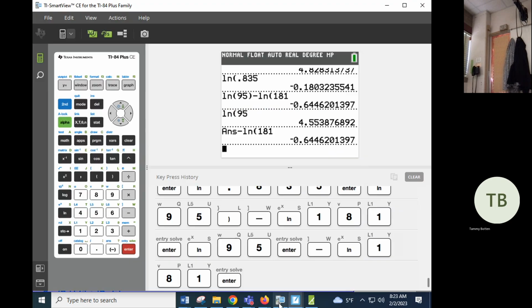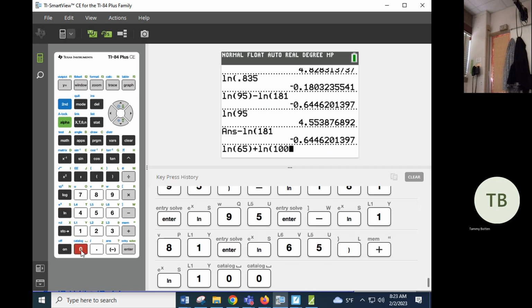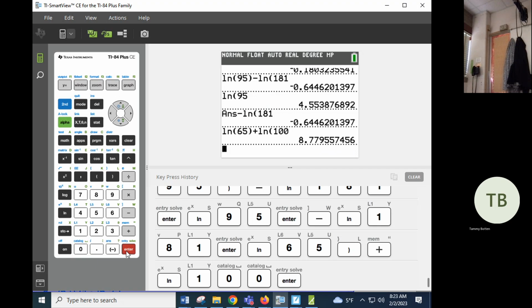This next one, same thing. We would do natural log 65 and either hit enter or do a parenthesis plus natural log 100. And I get 8.7796, and this would round to 8.78.